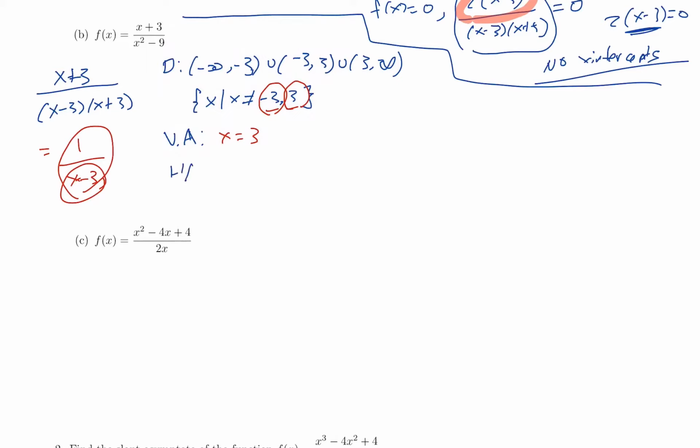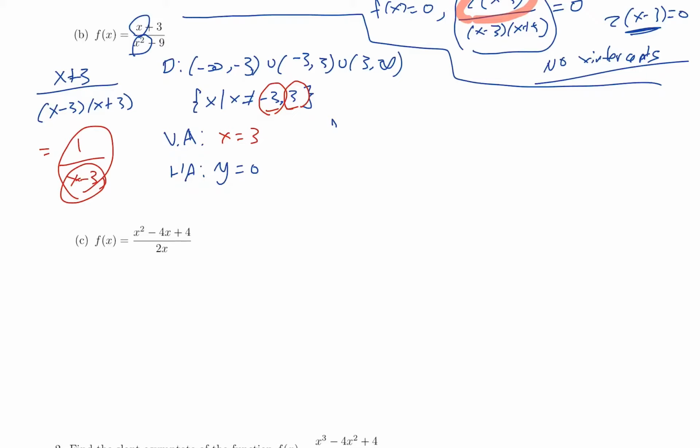Horizontal asymptote. Here, the bottom has higher degree compared to the top degree. So when the denominator's degree is higher than the numerator's, we just have y equals 0 as a horizontal asymptote.